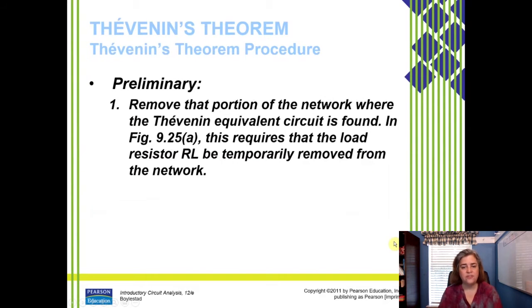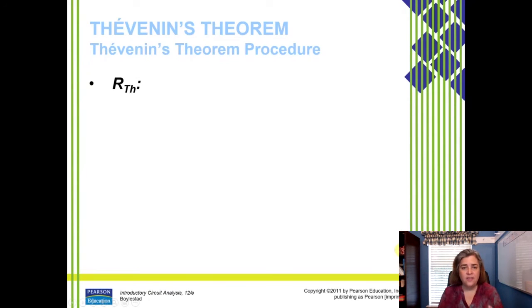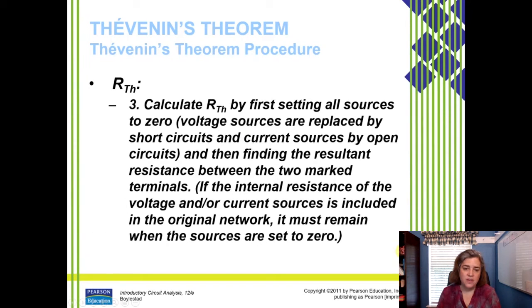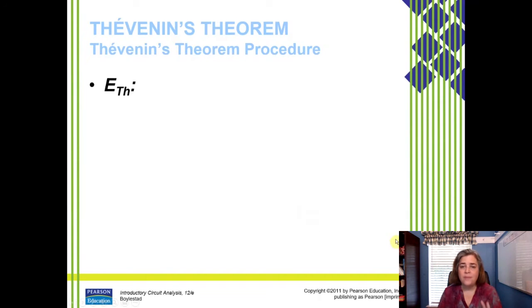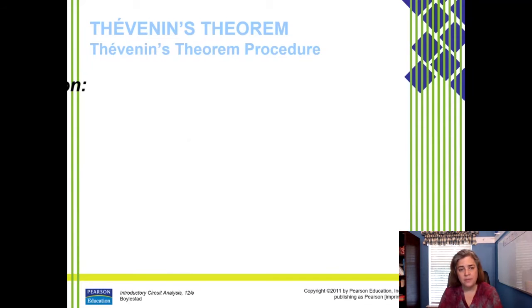So what's the procedure for this? Well, the first thing we want to do is take away that portion of the circuit where we're looking for the Thevenin equivalent circuit. We're just going to take it away temporarily and mark those terminals A and B so that we know where to put the Thevenin equivalent circuit back at the end. The second thing we're going to do is look for R Thevenin. To do that, we set all of our sources to 0 and look for the total resistance between A and B at that point. The third step is to find E Thevenin, where we put our sources back, and we calculate our open circuit voltage between the points A and B.